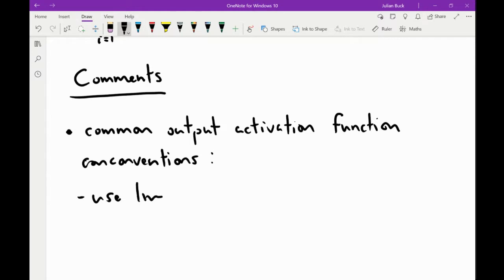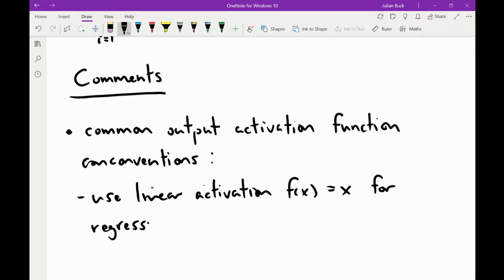Well, one is to just use linear activation, f(x) = x, for regression problems. So in other words, when you're at the output layer and you put out all the signal together, just output whatever the signal is. Okay, and this makes sense in particular with a regression problem, where it may make a lot of sense to output a negative value.